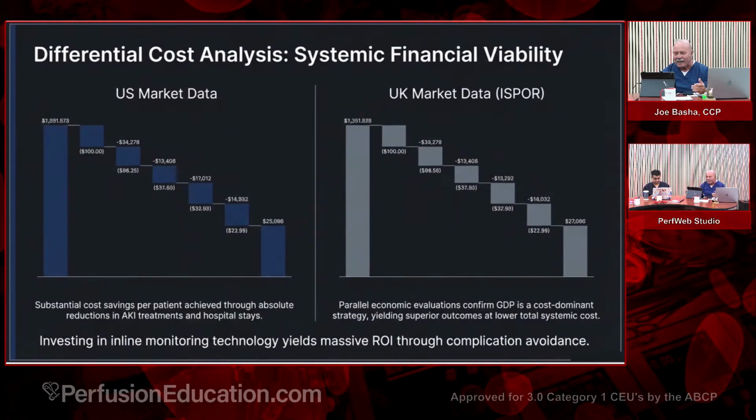Differential cost analysis, U.S. markets, you can see here that there's substantial savings if you can prevent AKI, and the same applies in the UK, and the numbers are fairly dramatic. It's a lot of money per procedure.